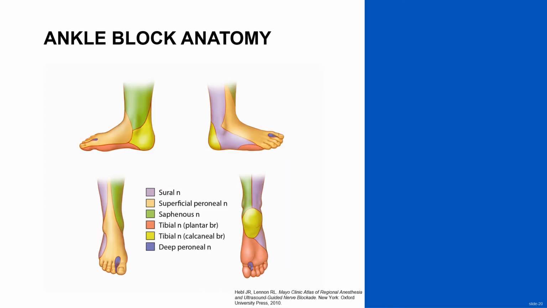This illustration demonstrates the coverage patterns for each of the nerves. As you can see, the tibial nerve covers a very large portion of the sole of the foot and the heel. The lateral foot and small toe is covered by the sural nerve. In between the first two toes is covered by the deep peroneal nerve. The top of the foot is covered by the superficial peroneal nerve, and the medial side of the ankle and foot is covered by the saphenous nerve.